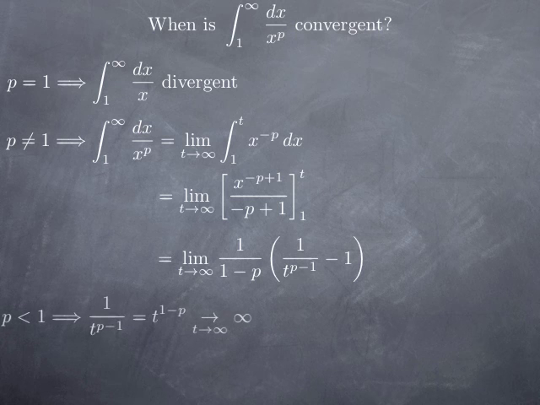And now you see that if p is less than 1, then 1 minus p is positive, so t to the 1 minus p is a positive power of t. As t goes to infinity, this goes to infinity, and therefore we get an infinite limit and something divergent. On the other hand, if p is greater than 1, then p minus 1 is positive, and so we have 1 over a positive power of t. This positive power of t goes to infinity, so its reciprocal goes to 0. And therefore, you see that in that case, the integral is convergent.